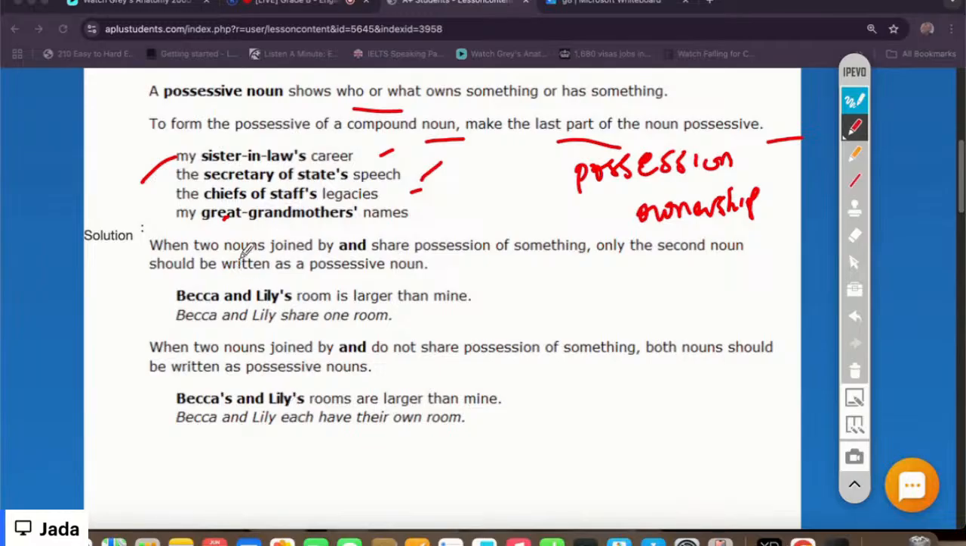When two nouns joined by and share possession of something, only the second noun would be written as a possessive noun. So Becca and Lily's room is larger than mine. You can see Becca, and then the second one is possessive. Becca and Lily share one room.